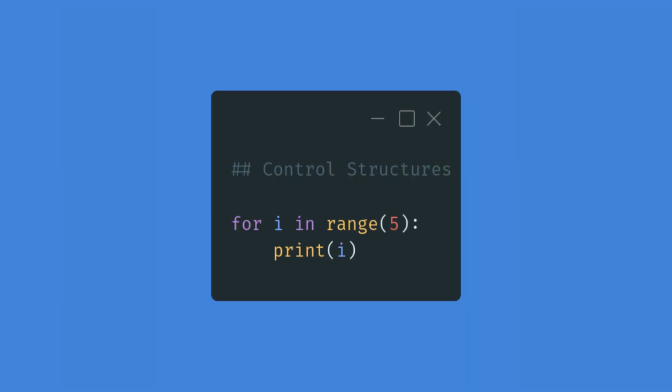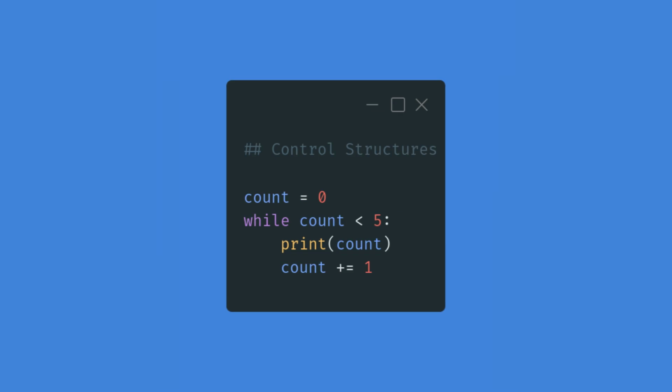Easy, right? Now, let's look at loops. We'll start with a for loop. This loop prints numbers from 0 to 4. Next, we have the while loop. The while loop continues to run as long as the condition is true. Here, it prints numbers from 0 to 4.